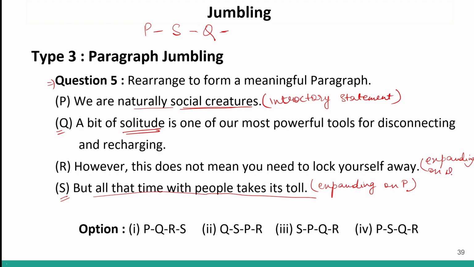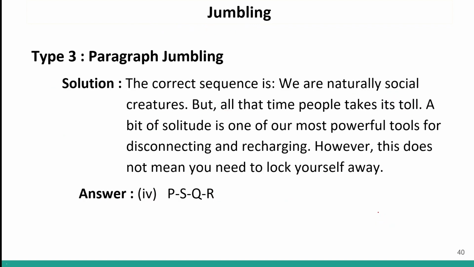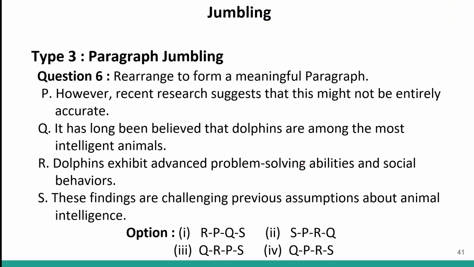In R, I am saying that even though solitude is important, it does not mean you lock yourself away. So in R, I am presenting a counter argument or expanding on Q. So my logical sequence will be PSQR, which is option number 4. So option number 4 will be the correct answer. Here you can see the correct sequence. We are naturally social creatures, but all the time with people takes its toll. A bit of solitude is one of our most powerful tools, and so on.